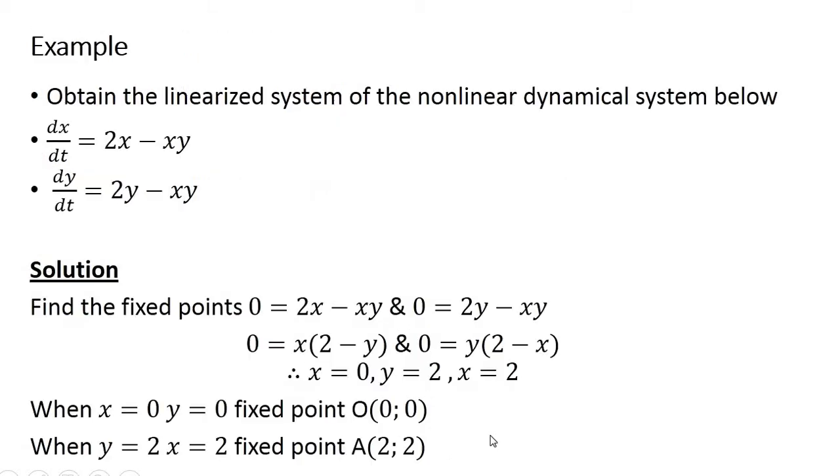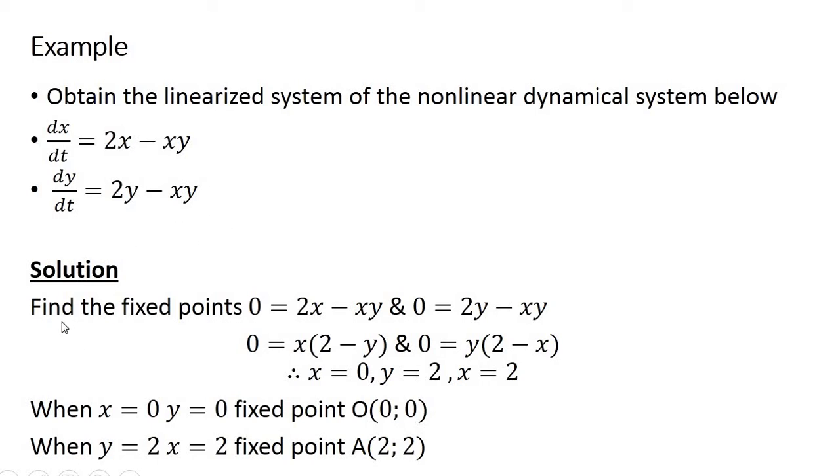So let's look at an example. Obtain the linearized system of the non-linear dynamical system below. First of all, you need to be able to determine that this system is non-linear. Why? Because there is a product of x and y there. This product makes it non-linear compared to our previous examples. In other cases, y might be squared, or x squared, or higher polynomials, which can also make a system non-linear.